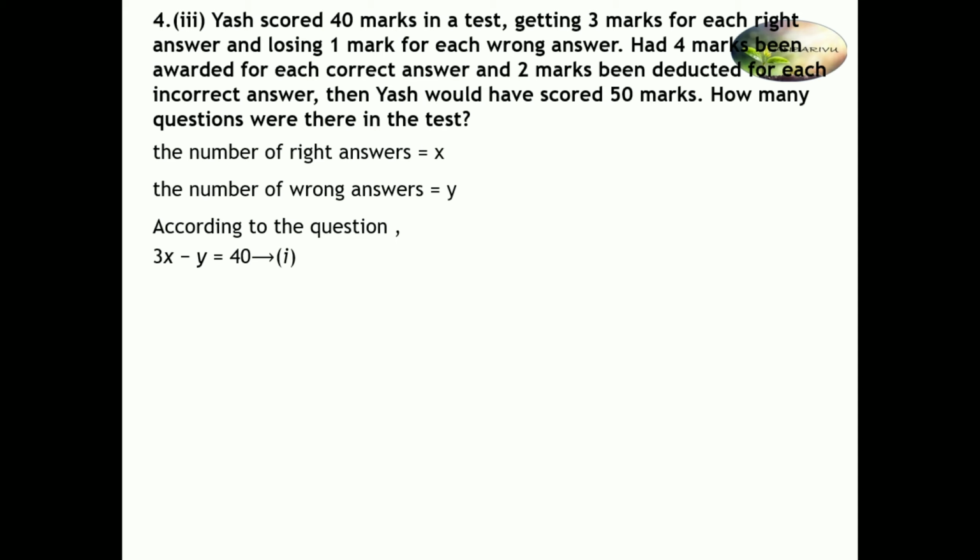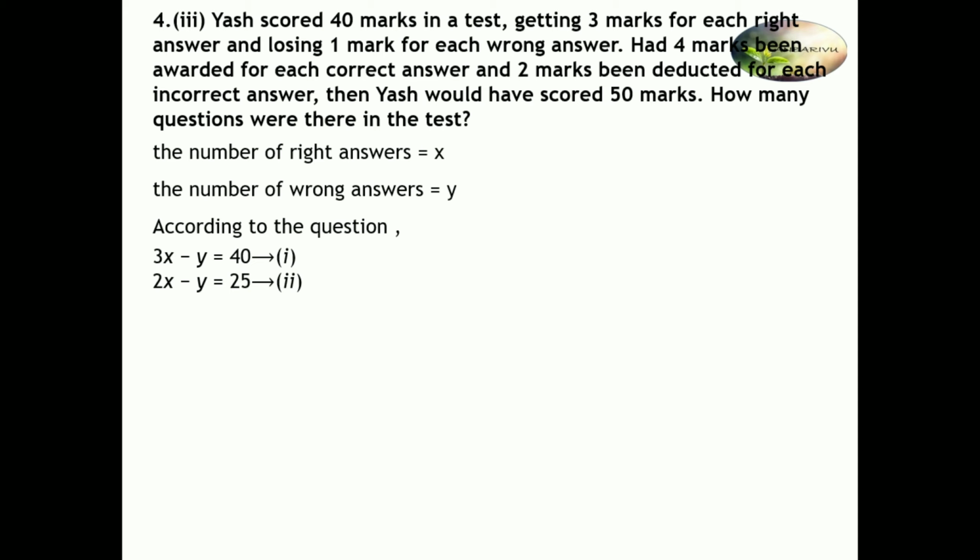Then let me come to the second case. They are going to give 4 marks for the correct answer and deduct 2 marks for each incorrect answer. Then the equation is 4x minus 2y is equal to 50. I am going to simplify. After simplifying, I will get 2x minus y is equal to 25.